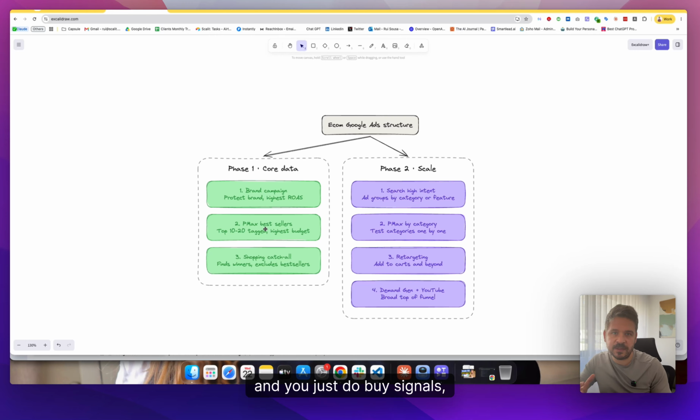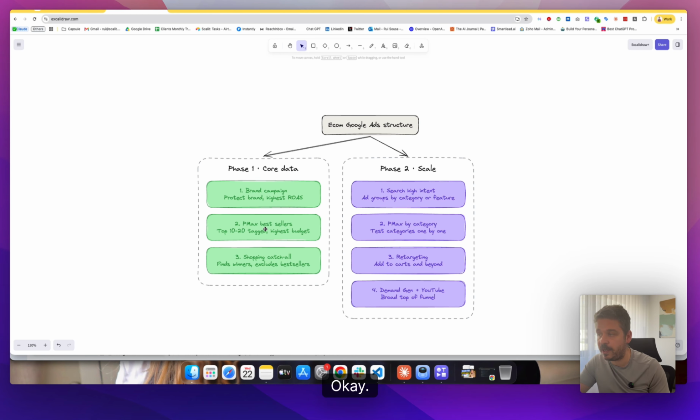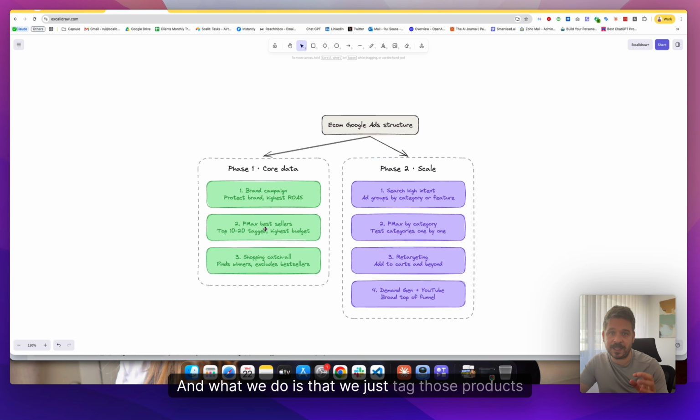And you just do it by signals, keywords, and so on. But what we like to do on this campaign, and it's the highest budget we put on it right from the bat, is that we go to your backend, to our clients, and we just identify the top 10 to 20 bestseller products, okay? And what we do is that we just tag those products on the Google Merchant Center.